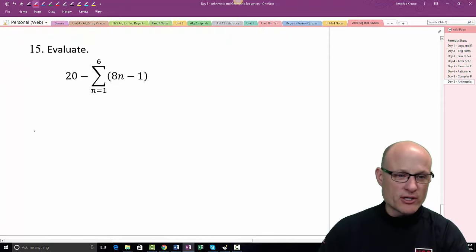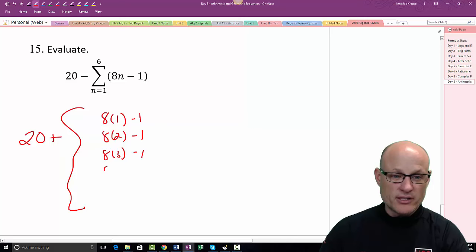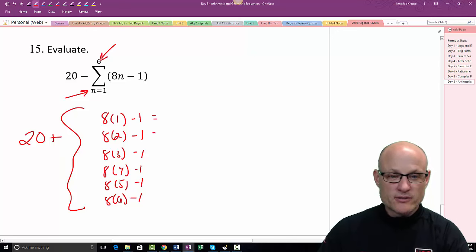And then this one I could use my calculator on, but we're going to do it by hand first. 20 minus. Now we're going to have 6 terms: 8 times 1 minus 1, 8 times 2 minus 1, 8 times 3 minus 1, 8 times 4 minus 1, 8 times 5 minus 1, and 8 times 6 minus 1. Don't forget, this is our beginning number and this is our ending number. 8 minus 1 is 7. 16 minus 1 is 15. 24 minus 1 is 23. This should be 31. This should be 39. This should be 47.